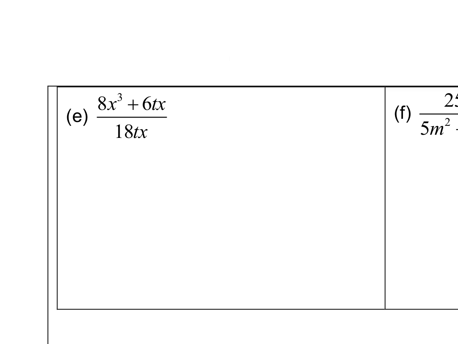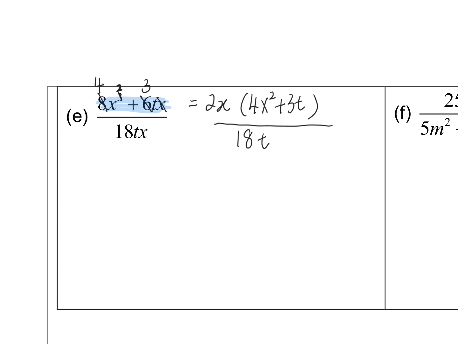Okay, when you see plus or minus in the numerator, factorize first. So this one, what is common between them? So I take out the 2x. Step 1, take out the 2, left 4. Take out 1x, left 2x. So it's 4x squared. Okay, I take out 2, left 3. Take out 1x, left 3t. Okay, at the bottom, I have 18tx.